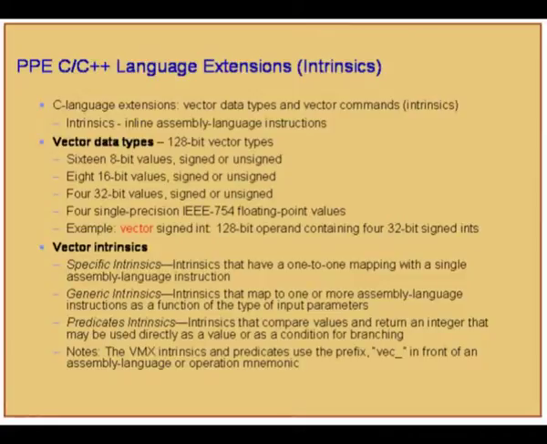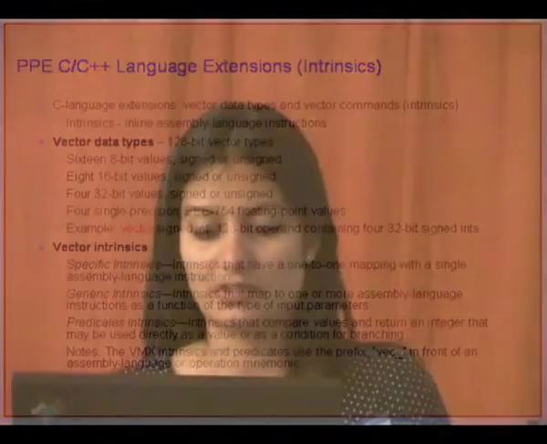Predicates are a kind of conditional instruction, called predicate instructions. Basically, they compare 2 values and generate a mask, and that mask will be used directly as a value to detect a condition or a branch.